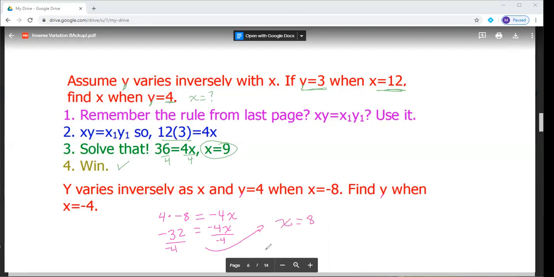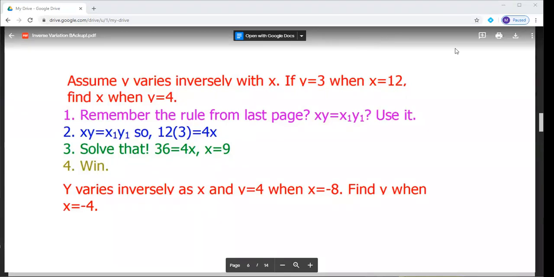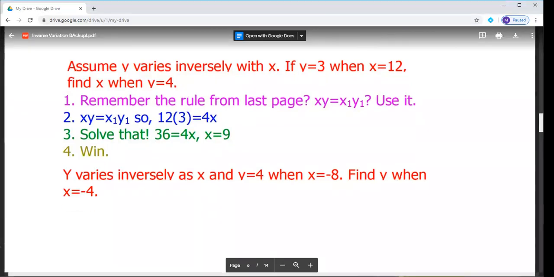That actually kind of makes sense, doesn't it? 4 times -8, -4 times +8. Both of them equal the same thing. Okay, so I'm going to clear these annotations again and move on down to the next thing I'd like to show you.